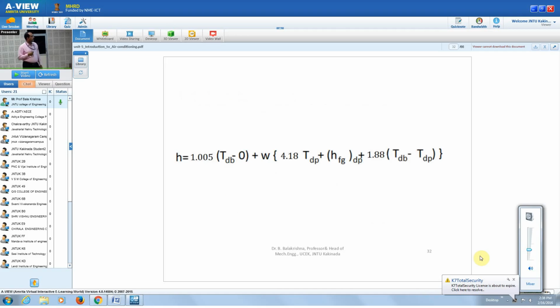Next. Finally, if we put this in the formula, we will get this equation. That is the specific heat and then the dry bulb temperature. This is the value of the specific heat again, then the dew point temperature, then this is the latent heat. Like that we can finally get the enthalpy of the moist air.